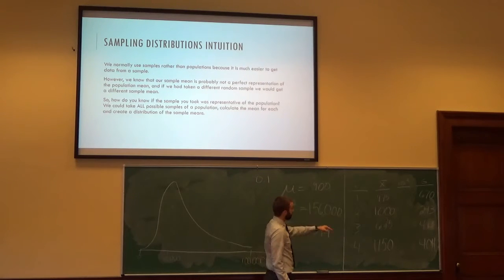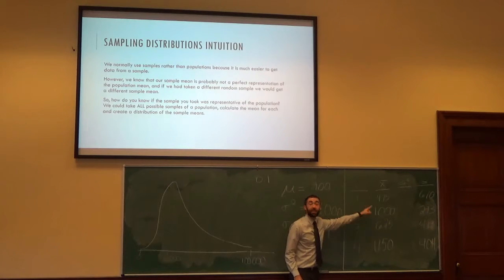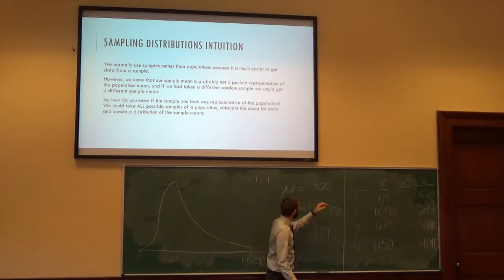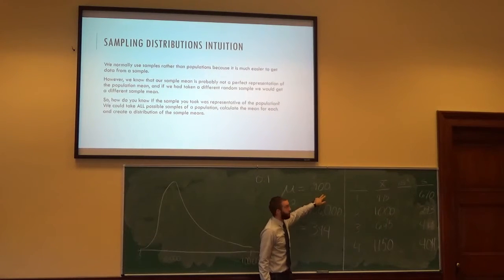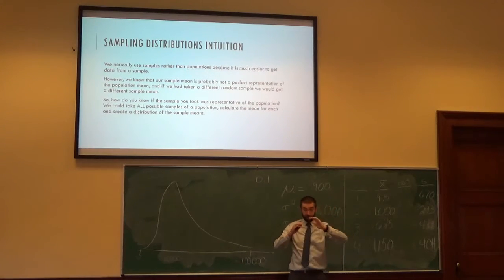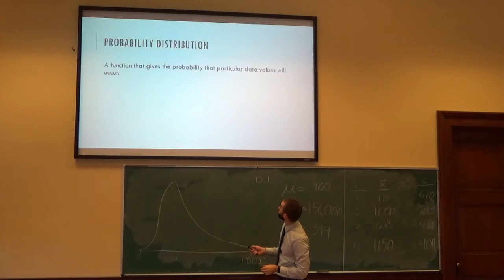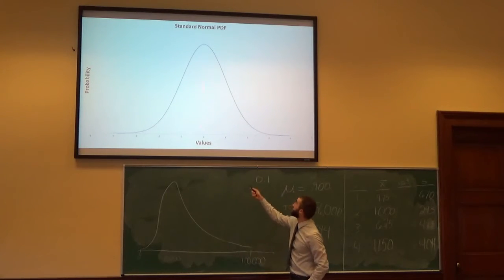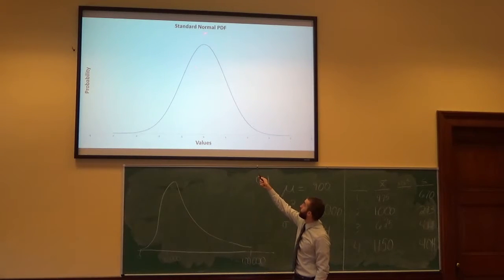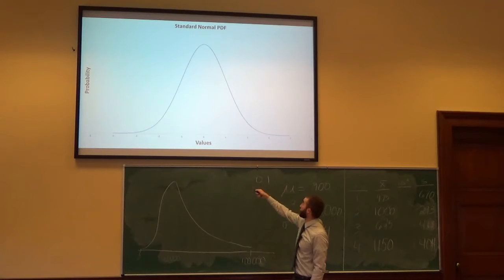Now remember, we did this. We took the average of all these. We took the mean of the sample means, and it was really close to 900. In a normal distribution, let's just look at a normal distribution, the most likely value is the mean. You're a lot more likely to pick a value at the mean than you are to pick a value way out in one of the extremes.